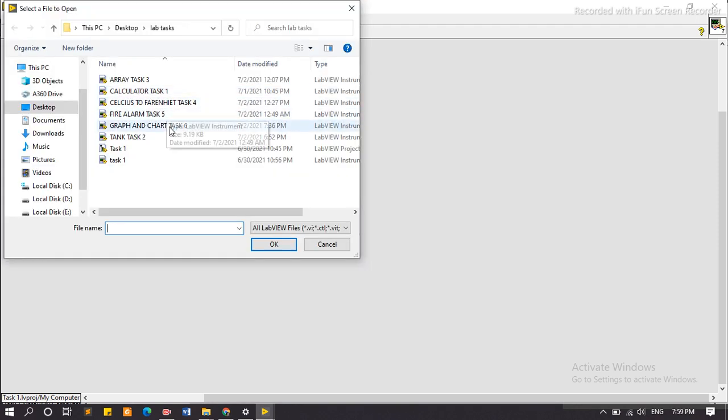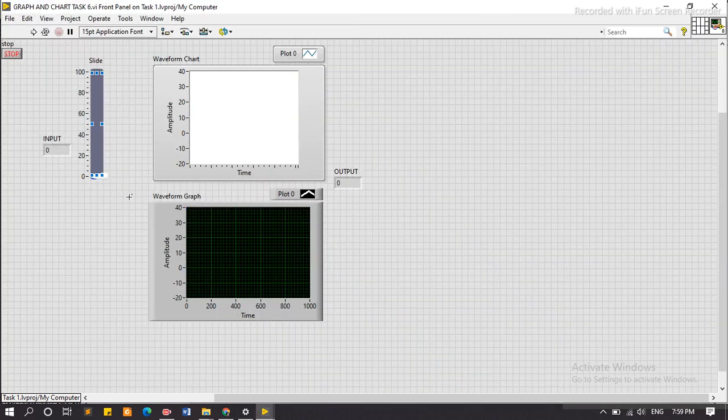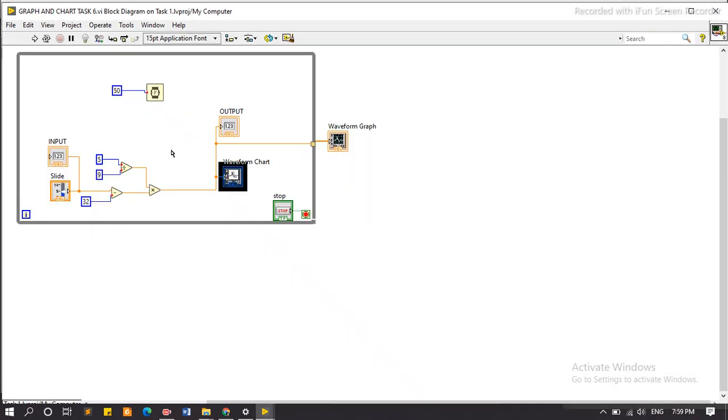Our next task is the graph and chart. Here we simply use the input control, slider indicator, and waveform chart and waveform graph. Here we use the simple temperature conversion formula, which is temperature minus 32 multiplied by 5 divided by 9, and here we set the time limit, and here we add the output indicator. We join the waveform chart and waveform graph here using a while loop.